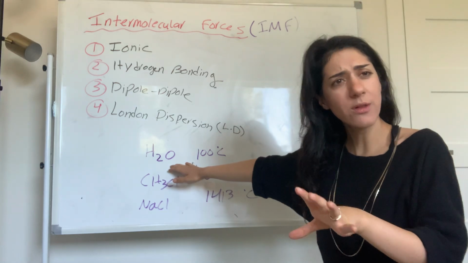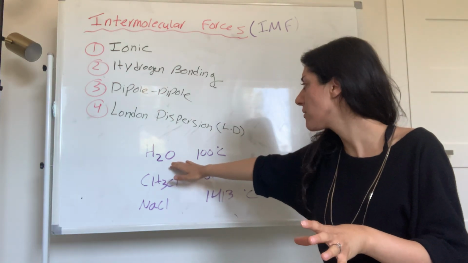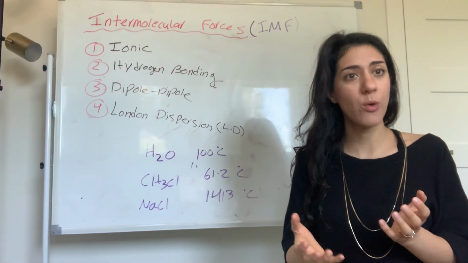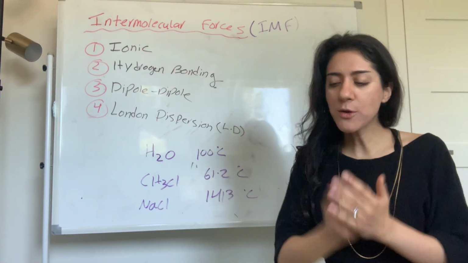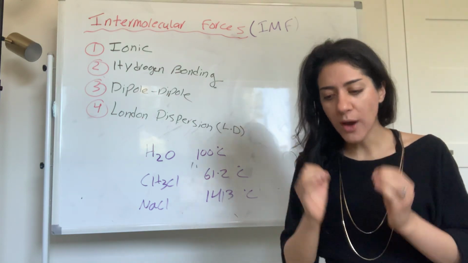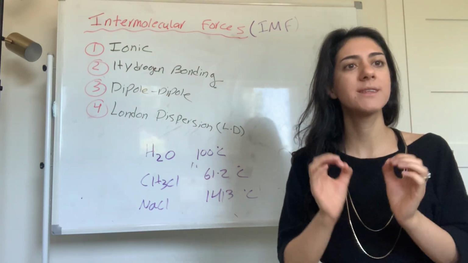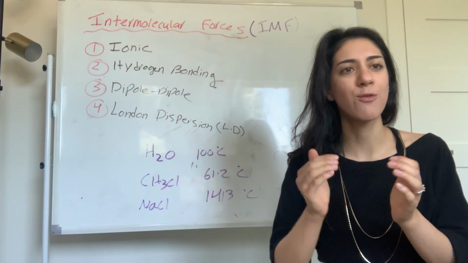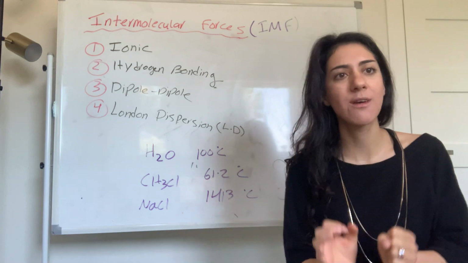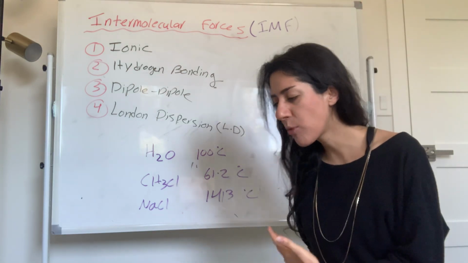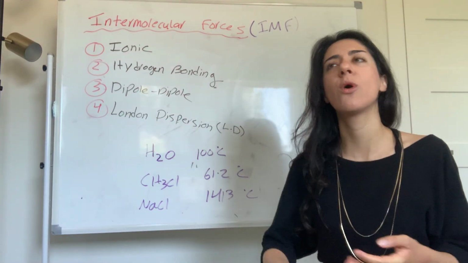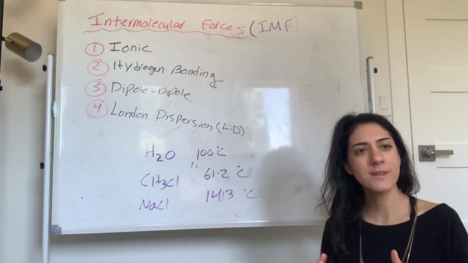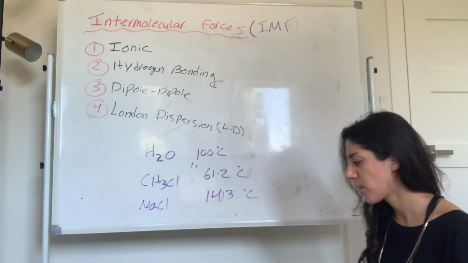Water, and I'm going to go over all of this in a second, has hydrogen bonding as its IMF. It's the second highest one, so water has a high boiling point also. So why do we have to care about intermolecular forces? Because they will determine physical properties. By physical properties, I mean boiling point, freezing point, viscosity, vapor pressure. Those are all physical properties that are determined by intermolecular forces.